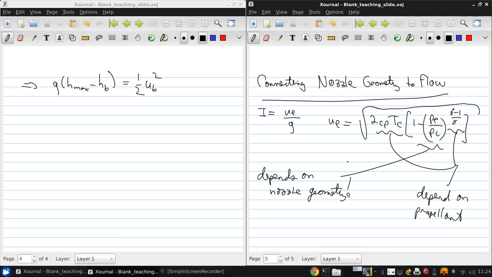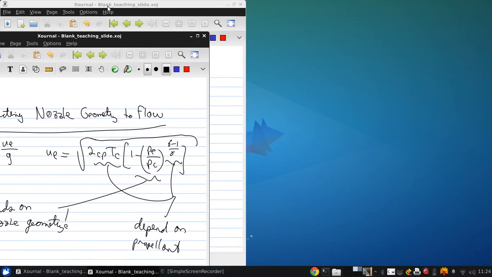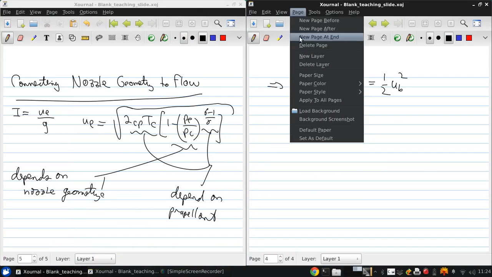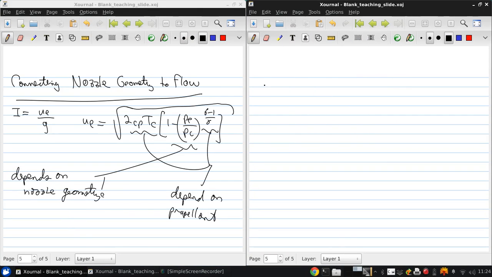So to see how this pressure ratio, P over P_c, is related to the geometry, first let's make some more simplifying assumptions. So let's say that the propellant is a perfect gas, that c_p is constant, that the flow is one-dimensional in the nozzle.